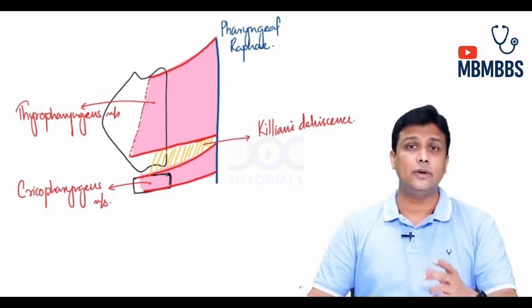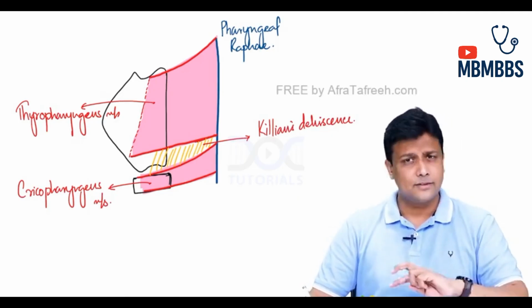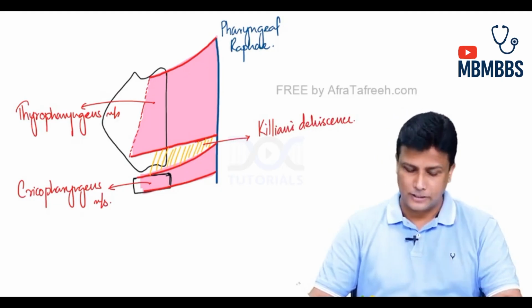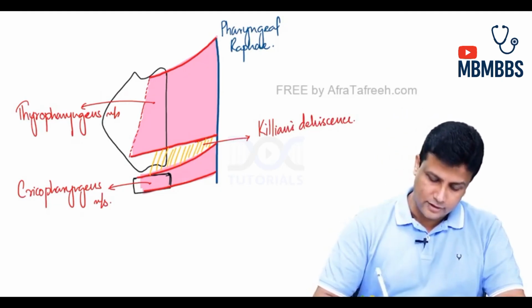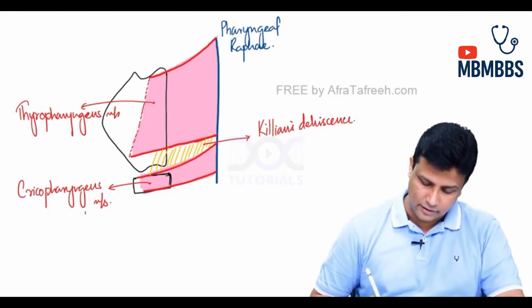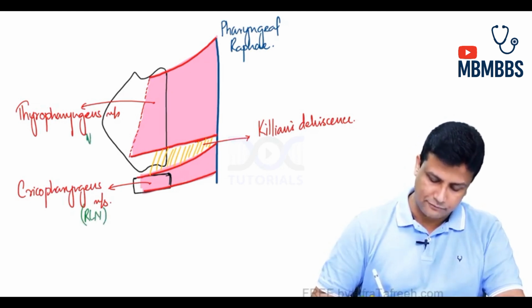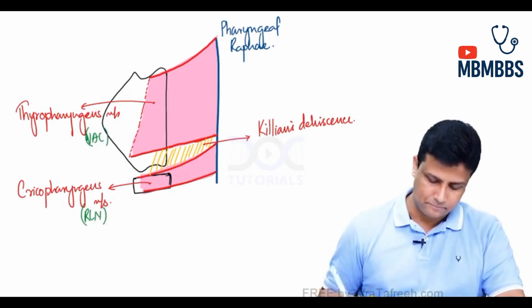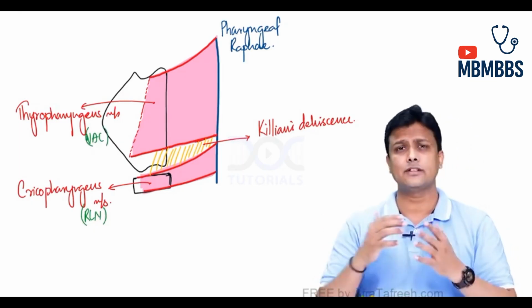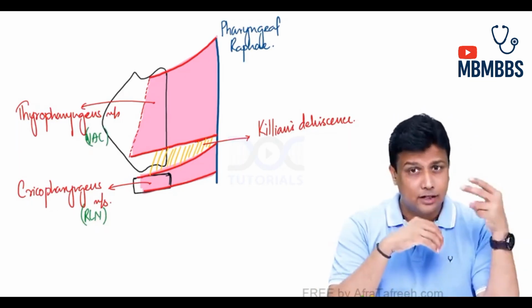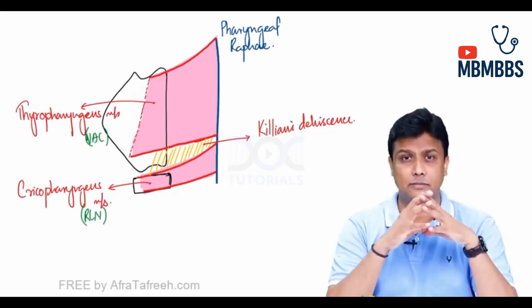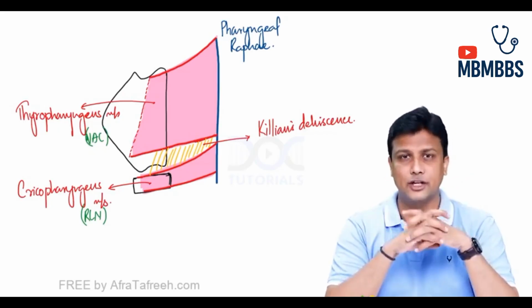Now the problem is, try to recall the nerve supply. Is the nerve supply same for these two muscles? Absolutely no. Cricopharyngeus is supplied by recurrent laryngeal nerve, whereas thyropharyngeus is supplied by vagoaccessory complex. Now, the nerve supply to these two muscles is different, and there is a slight bit of incoordination.